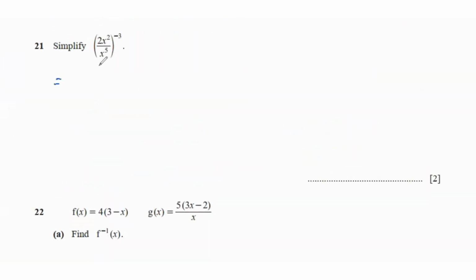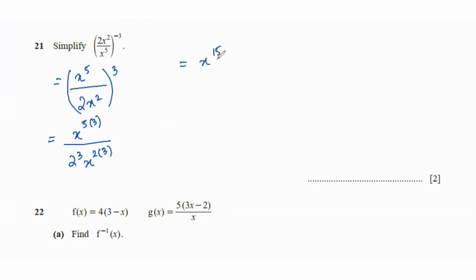In question 21, they're asking us to simplify this fraction. Since we have a negative indices, what we will do is flip the fraction first to make it positive. So now it's going to be x to the power of 5 over 2x square, all to the power of 3. Whenever there's a power outside the bracket and inside the bracket, both the powers get multiplied. So numerator becomes x to the power of 5 times 3. And for the denominator, the power of 3 will distribute on 2 and the x. So 2 cube and x to the power of 2 times 3. That's going to be x to the power of 15 over 8 times x to the power of 6.